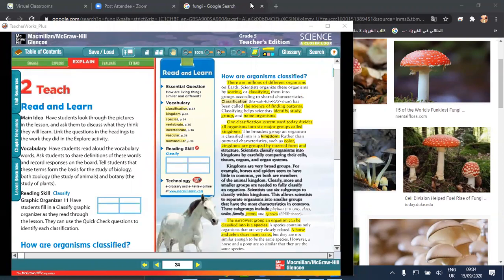Ahmed Mufid. Yes, mister. What is the difference between vertebrates and invertebrates? Who can answer the question? It's so easy. I know, mister. Yes, Yasin. Vertebrates are animals that have a backbone, but invertebrates are animals that don't have a backbone. Okay, thank you so much.